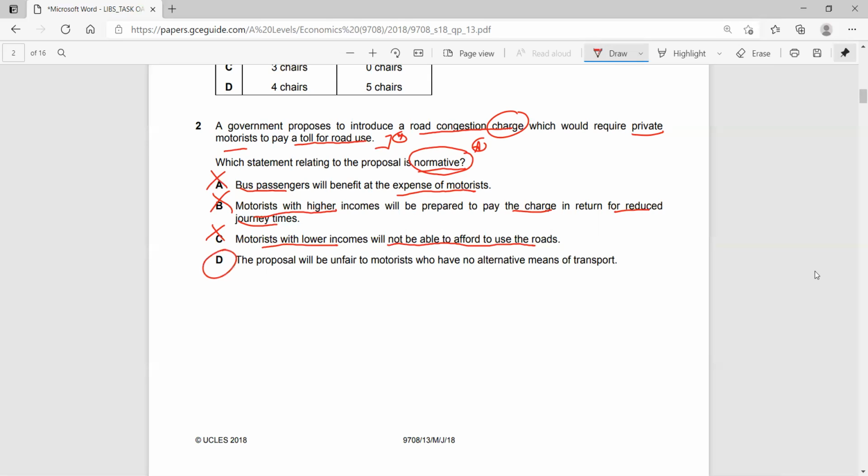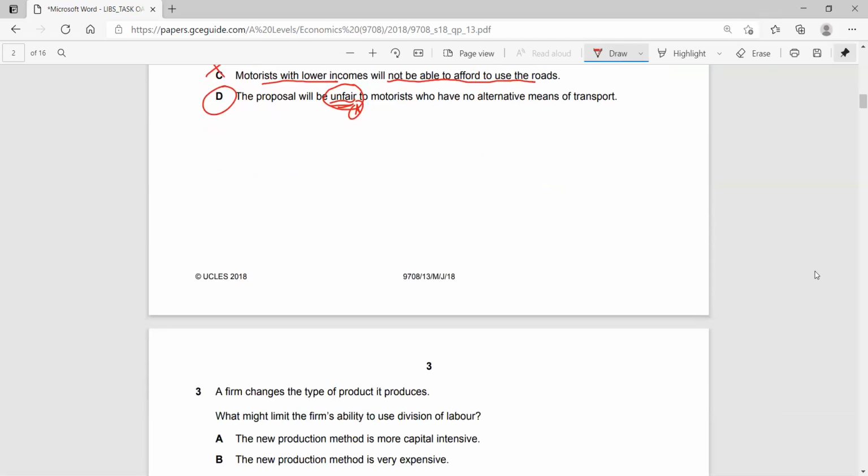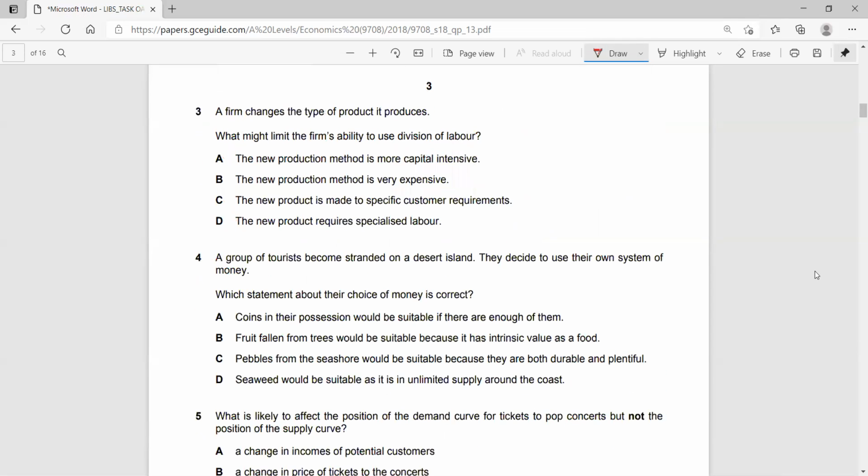Which gives us option D. The proposal will be unfair. Again, what is unfair? This is a value judgment. Like, this is just not fair. That's the value judgment, the morality you're including, to motorists who have no alternative means of transport. So the fact that you're saying this is unfair rather than simply making a descriptive or a predictive statement is what makes it stand out as a normative statement.